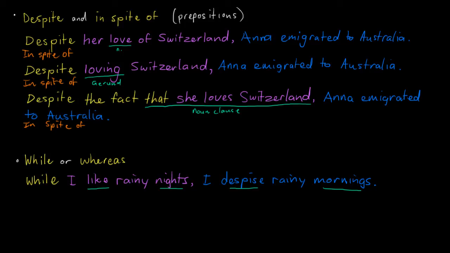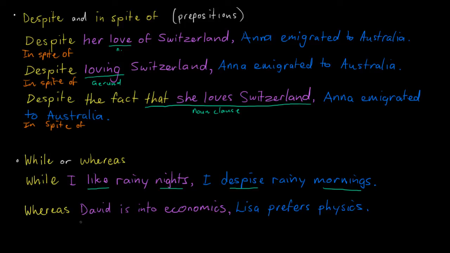Let's look at another example of two things being contrasted. Whereas David is into economics, Lisa prefers physics. So we see the same thing again. Here we have David, contrasting with Lisa. David likes economics, Lisa prefers physics. So he's into it, which means he likes it. Prefers, of course, means likes it when compared to other things.